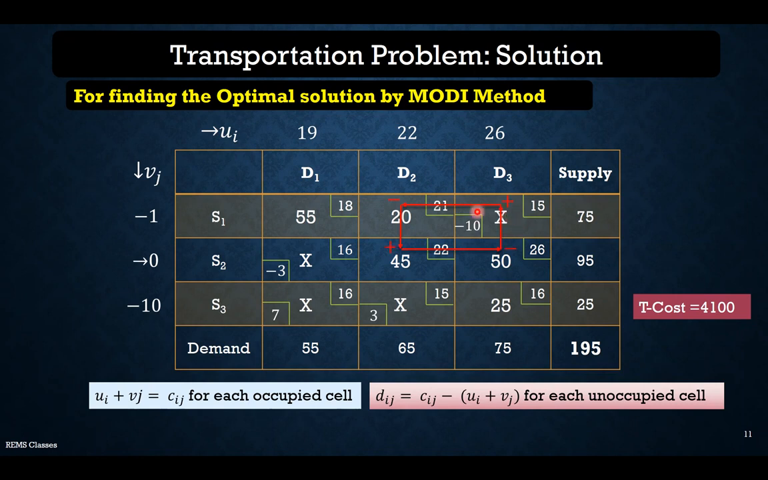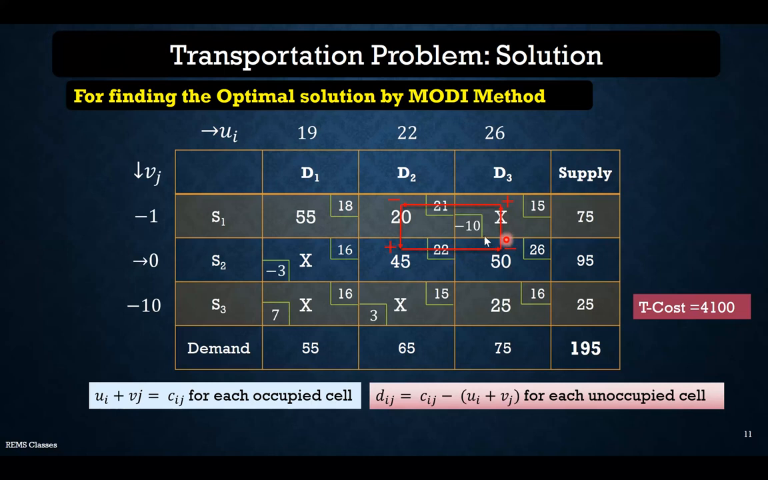So we have to shift the minimum negative value, and the minimum negative value is 20 units. So we are shifting the 20 units. We have to reduce 20 from this cell, and increase 20 here. Again, where there is a negative sign, we reduce 20 units, and we add that 20 units to the positive sign. Next, we will come to the next cell.